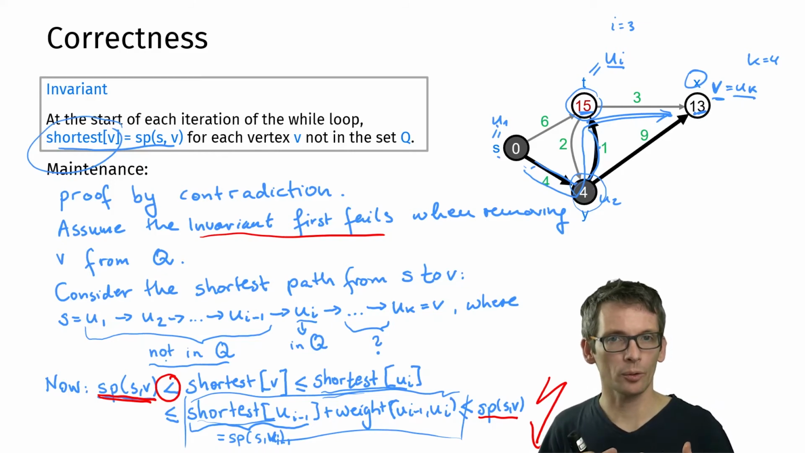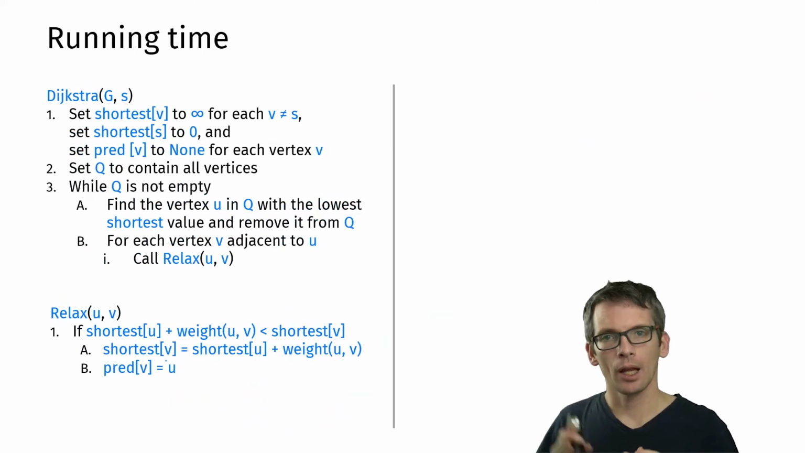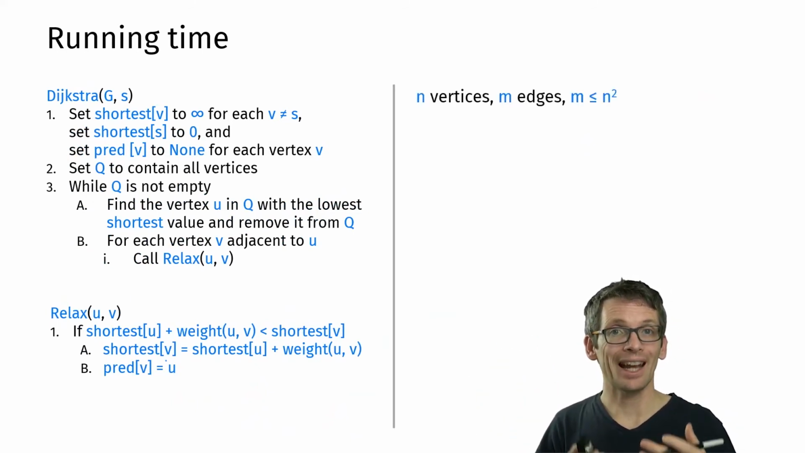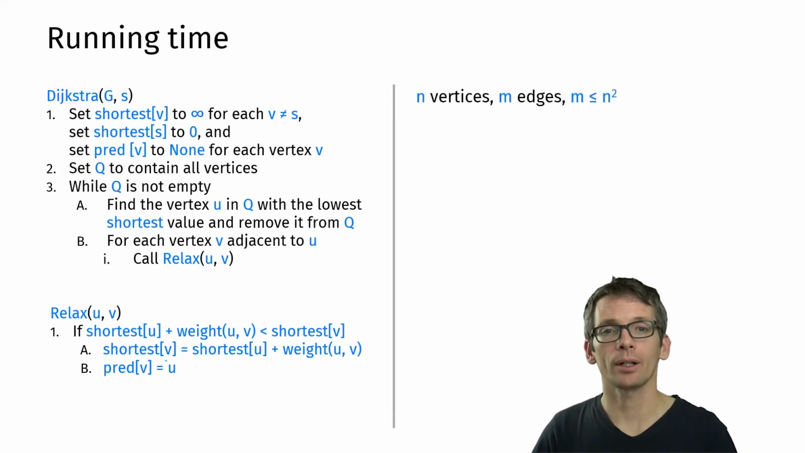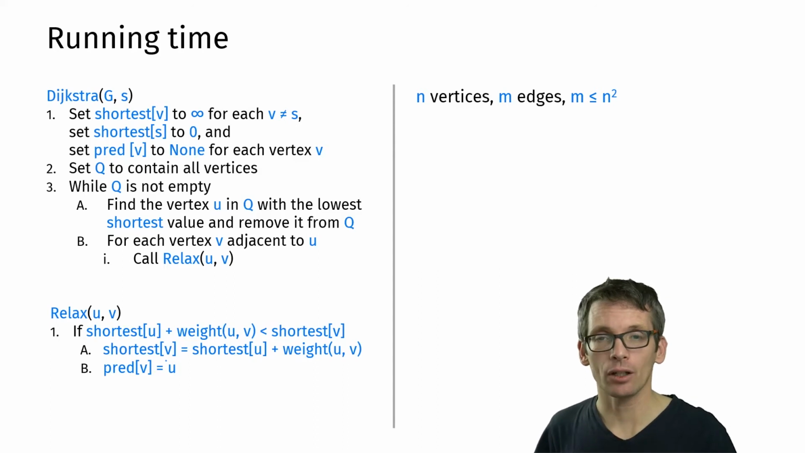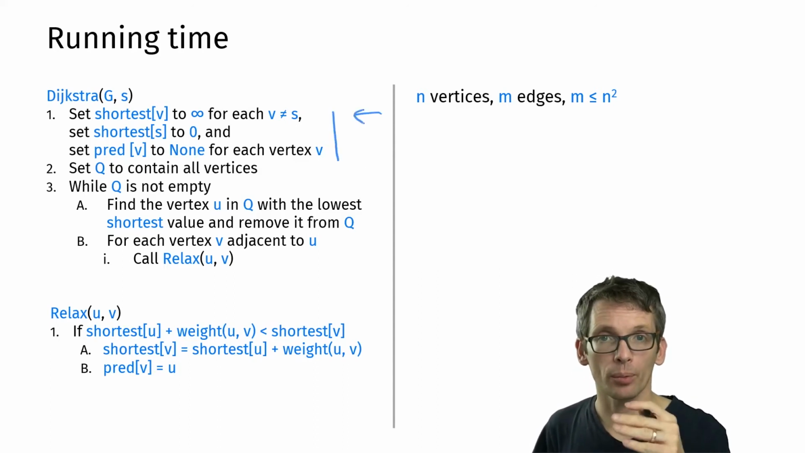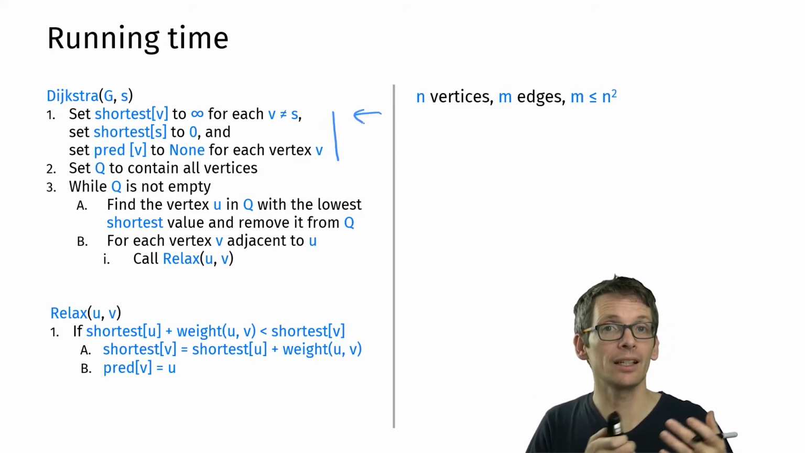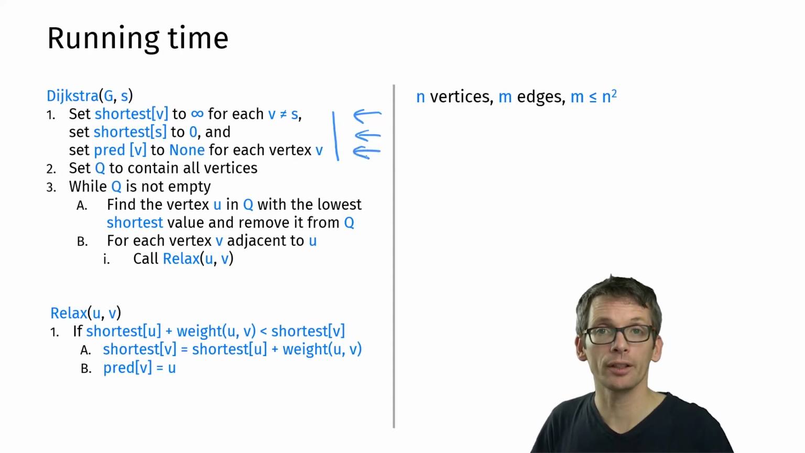Now that we know that the algorithm works, let's take a look at the running time, and that's actually quite interesting. So we have the algorithm here. We will denote by n the number of vertices, m the number of edges, of course m smaller equal n squared. Let's take a look at step 1. So first we do something per vertex, and that's constant amount of work per vertex. Overall that will be linear in the number of vertices. Here we do something for one vertex, again for all vertices.